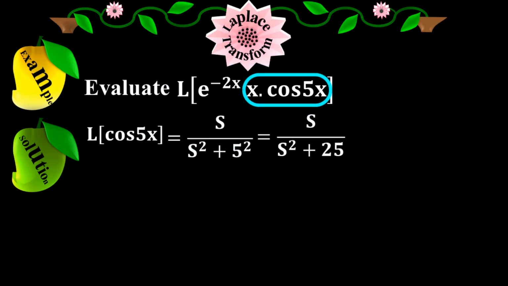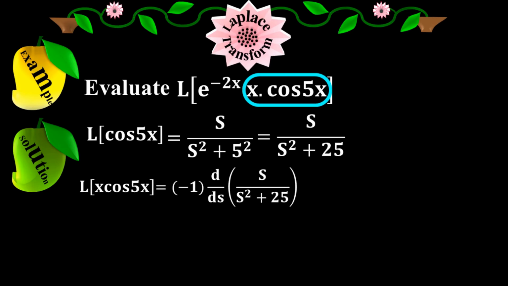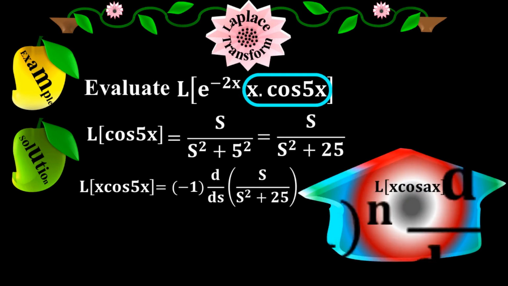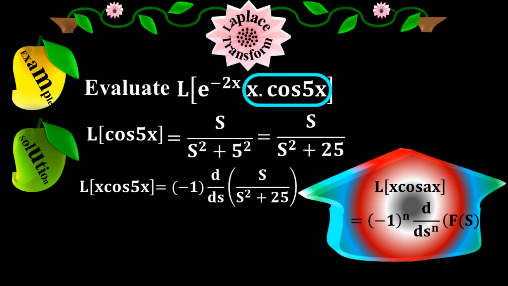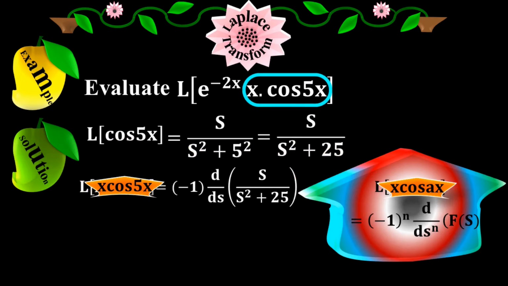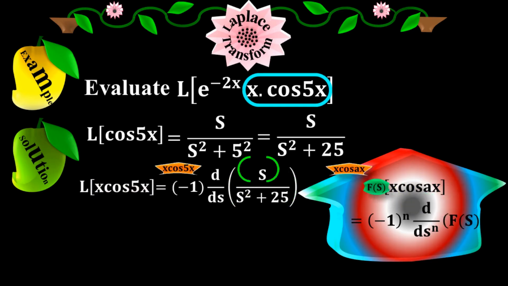I ignore the exponential function e to the minus 2x. I'm going to find the combined Laplace of x times cos 5x. You must know how to find the Laplace of x times cos 5x because we have already done it. It equals minus 1 times d over ds of s over s square plus 25. I applied this formula here, which is Laplace of x times f of x equals minus 1 to the n times d to the n over ds to the n of F of s. This is my left hand side, which is x cos 5x, and my F of s is s over s square plus 25, which is the Laplace of cos 5x, which I have already derived.